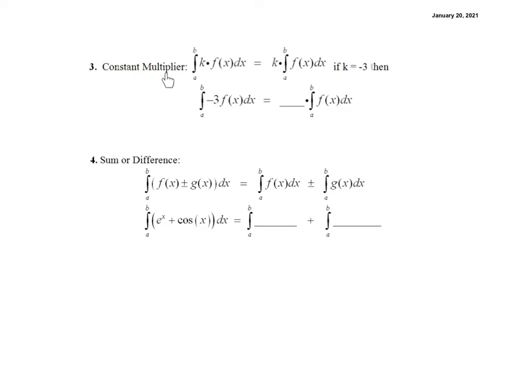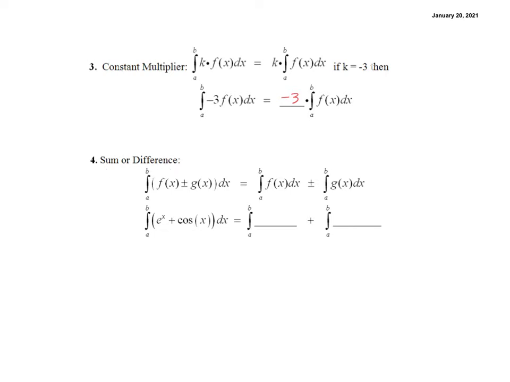Rule number 3 is called the constant multiplier rule. And you don't really have to know the names of the rules, but it's what it's called. And so the integral from a to b of k times f of x dx, you can just take the k out of the integral and put it in front, and then take k times the integral. So if k is negative 3, the integral from a to b of negative 3 f of x dx will simply be negative 3 times the integral from a to b of f of x dx.